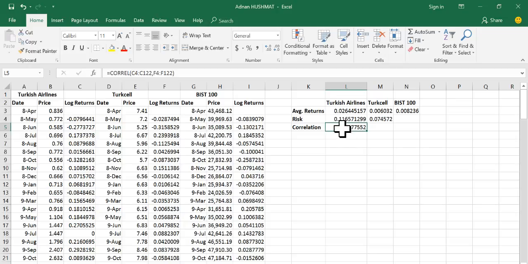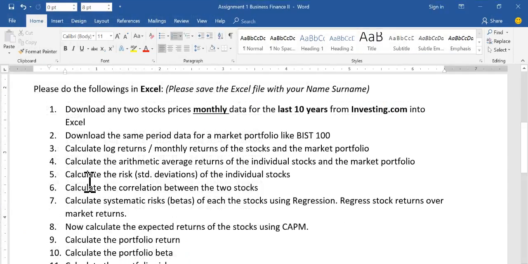Right? So the lesser the correlation, the higher the diversification benefits are. Okay, so let's follow this one. Calculate the risk of the individual stocks. We have calculated the risk. Calculate the correlation between the two stocks. We have done it. So number 7, calculate the systematic risk, the betas of each stock, using regression. Regress stock returns over the market returns.